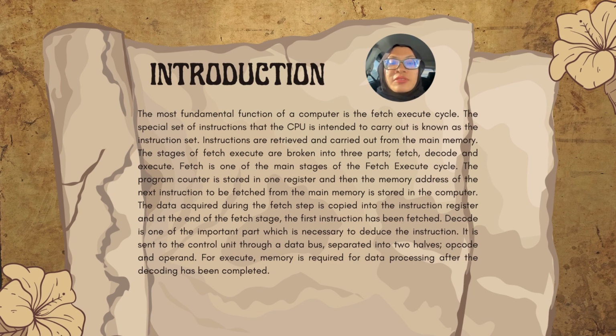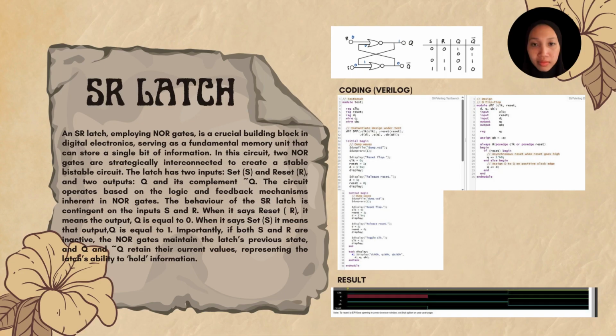Decode is one of the important parts, which is necessary to deduce the instruction. It is sent to the control unit through a data bus separated into two halves, opcode and operand. For execute, memory is required for data processing after the decoding has been completed.